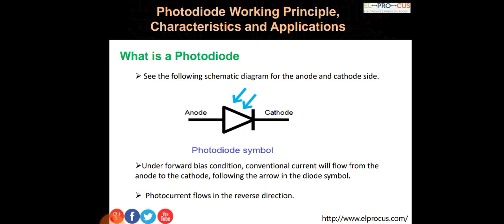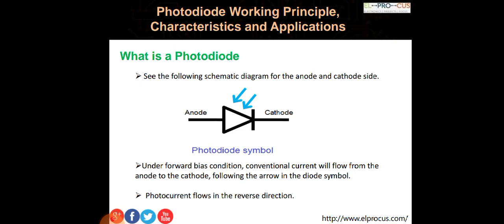Then we'll see the symbol of a photodiode. That arrow shows that light is falling on the diode. So if we remove that arrow, then it is the symbol of a conventional diode. So to differ from the conventional diode, there is always an arrow shown above the diode. That arrow indicates that this is the symbol of a photodiode, right?